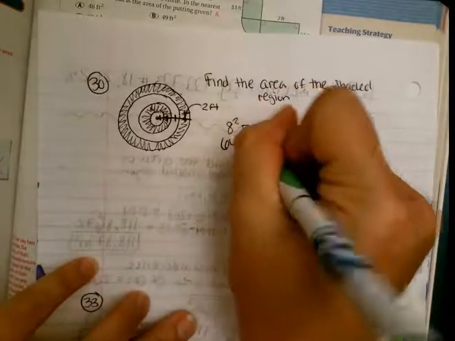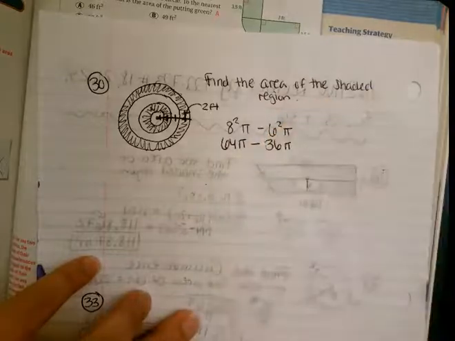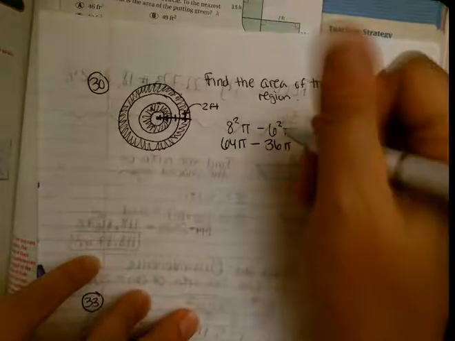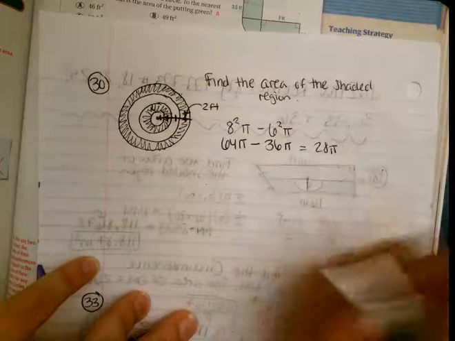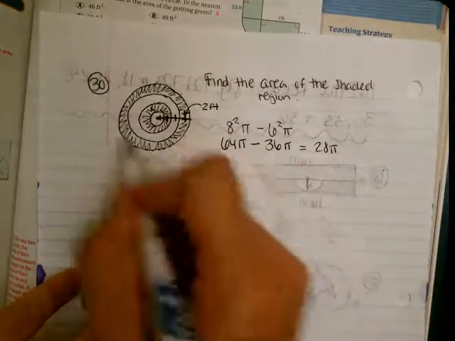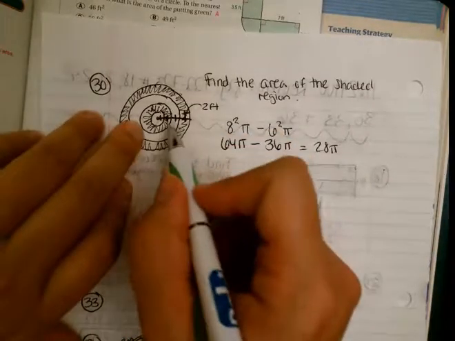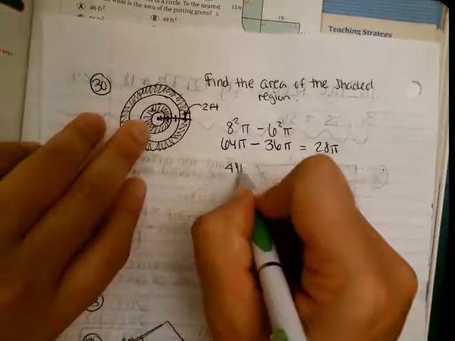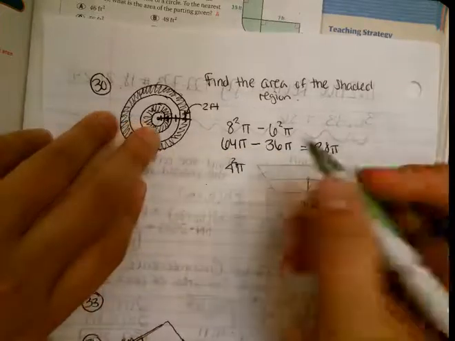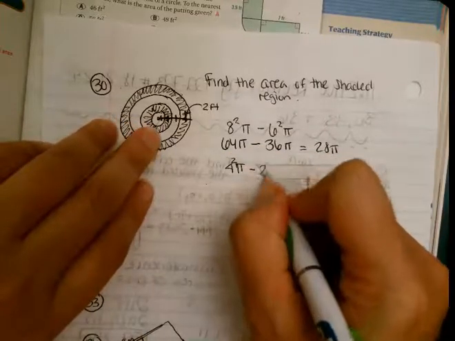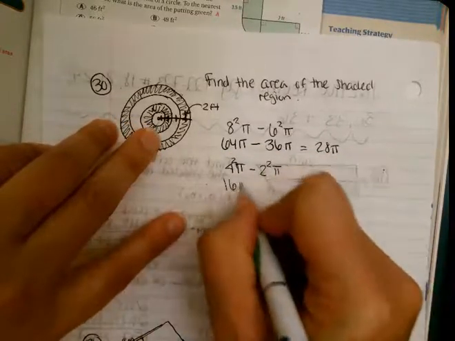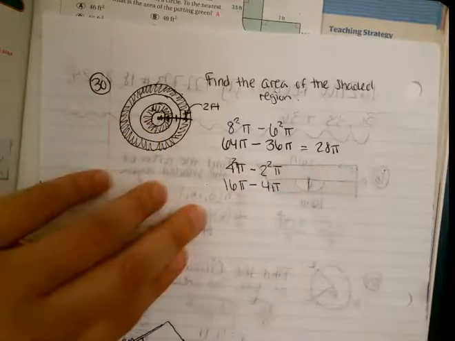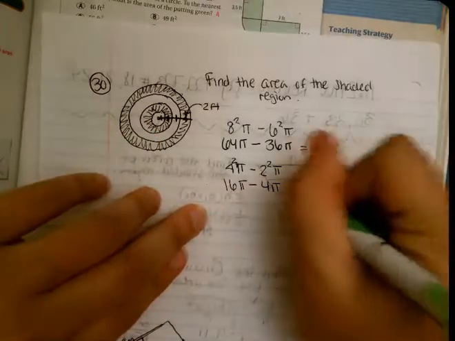64 pi minus 36 pi is 28 pi. So that's going to give you just this shaded region. Now for this other shaded region, I have 4 squared pi minus 2 squared pi. 16 pi minus 4 pi is going to give me 12 pi.